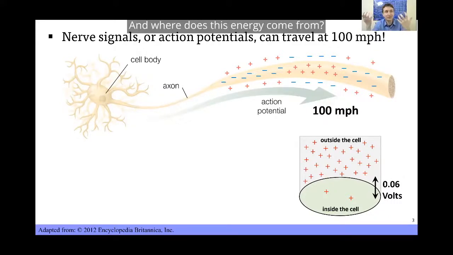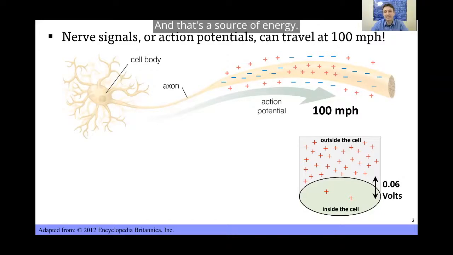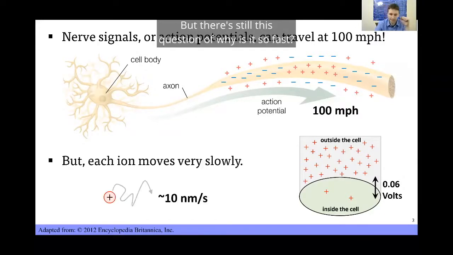And where does this energy come from? Well, we know already that there's this potential difference because of how ions and charges are arranged inside a cell. More outside, more inside, depending on the type of ion that you're talking about. And that's a source of energy. But there's still this question of why is it so fast?